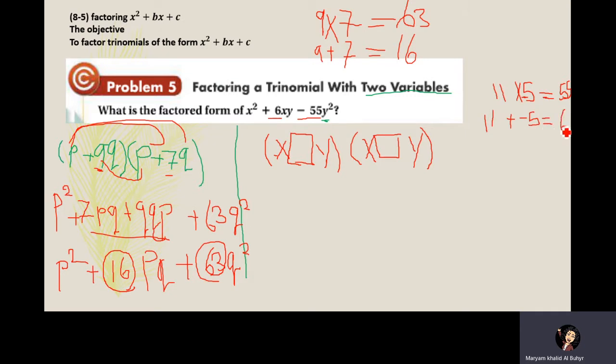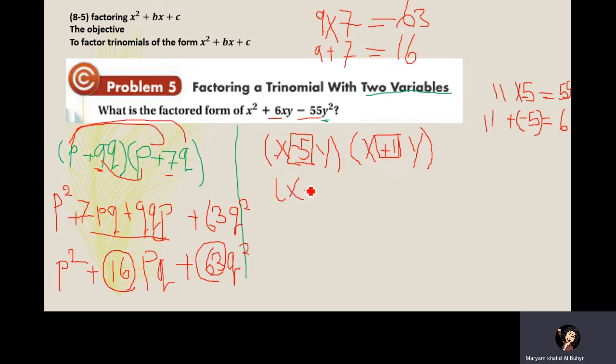So once I have it like that, 11 plus negative 5 will be 6, according to the sign rule. Because once you add two numbers with different signs, you subtract them and take the larger sign, which is positive. So what are these two numbers? They are 11 and negative 5. You can write negative 5 in one of them, and in the other one plus 11. Miss, can I change the order?